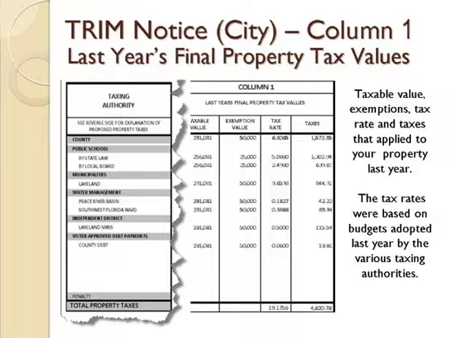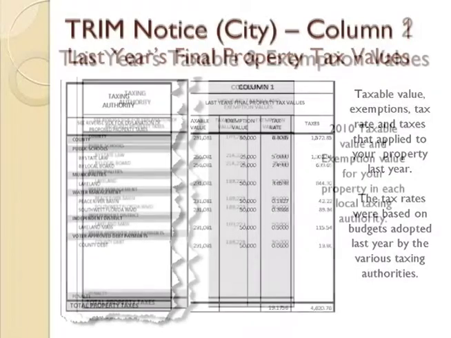You have your taxable value for each of those authorities. You have the exemption value. You have the tax rate and the total taxes based on last year. And the differences in these values are the exempt values because the additional $25,000 for homestead that was implemented is exempt from the school board.